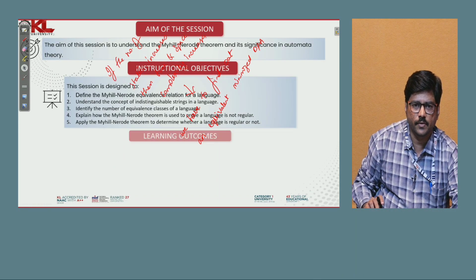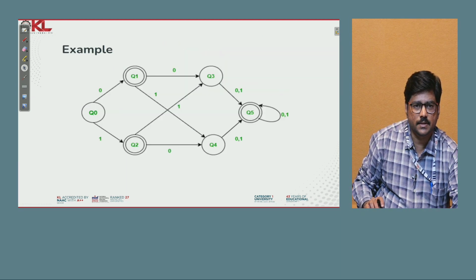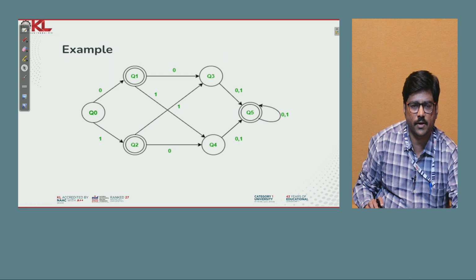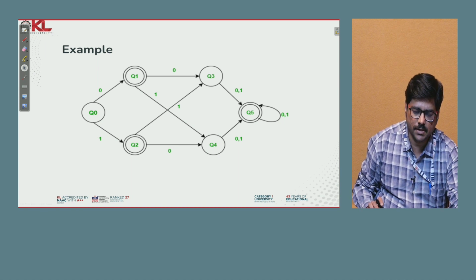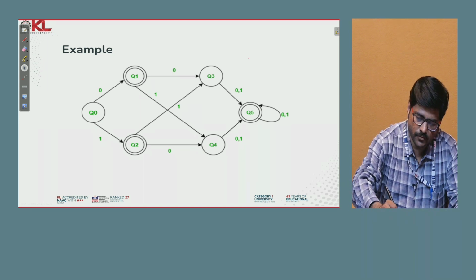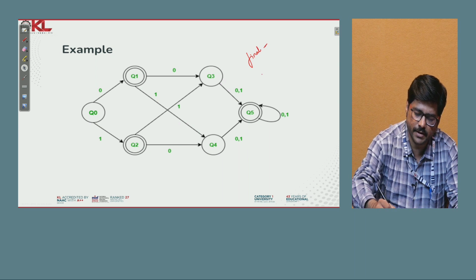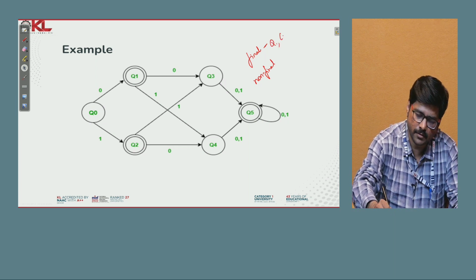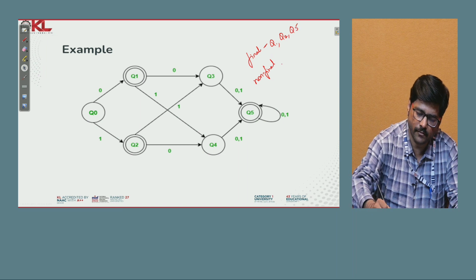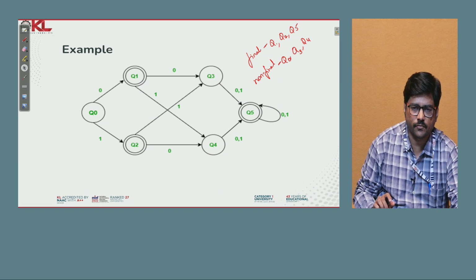Let us see how we can use this Myhill-Nerode theorem to minimize the DFA. Let us take one example. This is the DFA we have. We can say this is a complex DFA because it has 6 states, 3 final states and 3 non-final states. Now we start the Myhill-Nerode theorem by identifying the set of final states and the set of non-final states. The final states are Q1, Q2, Q5, and the non-final states are Q0, Q3 and Q4.